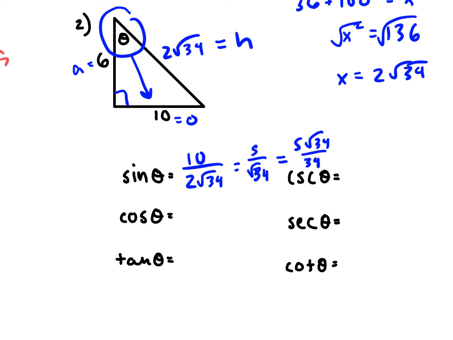All right, cosine is adjacent over hypotenuse. So 6 over 2 square root 34. So this would be 3 over square root 34. Then we have to rationalize. So multiply the top and the bottom by square root 34. And this would be 3 square root 34 over 34.